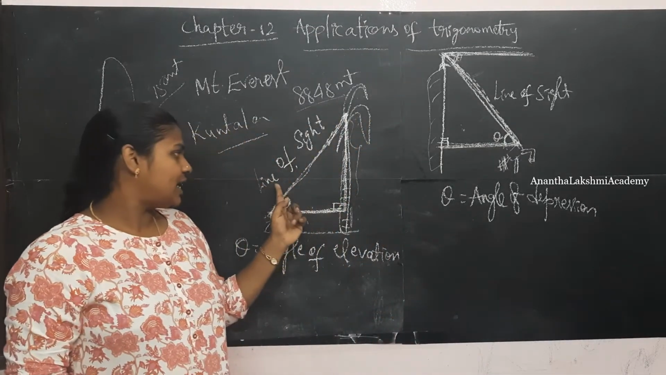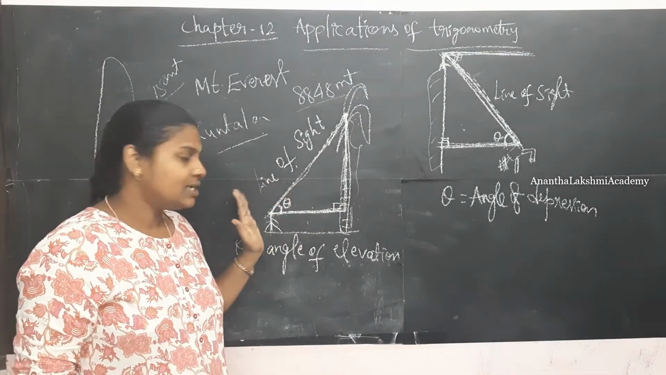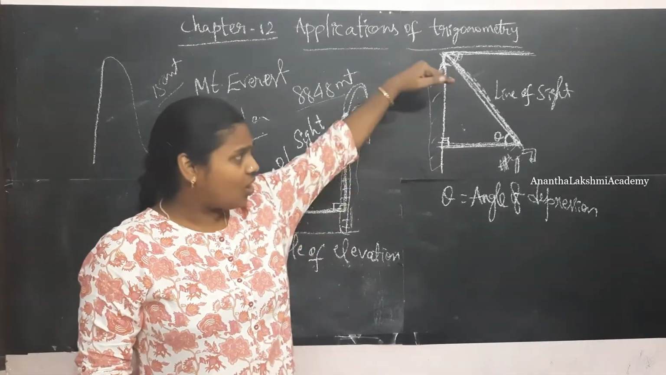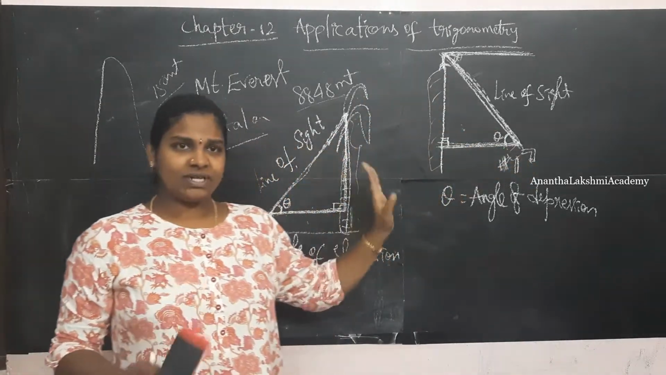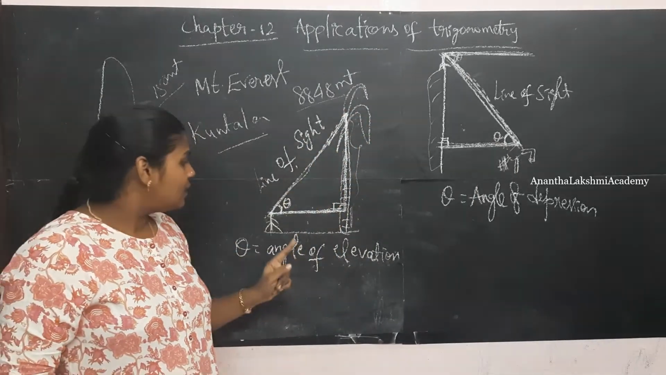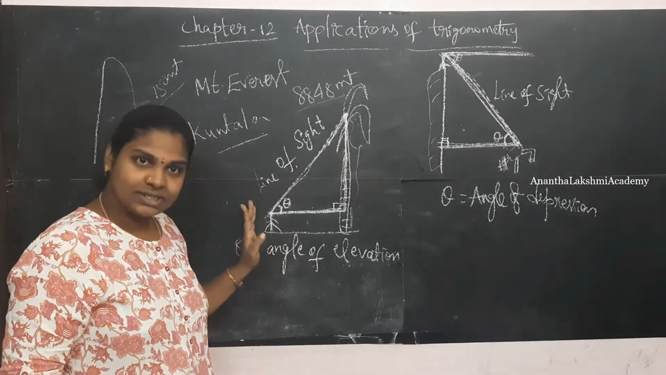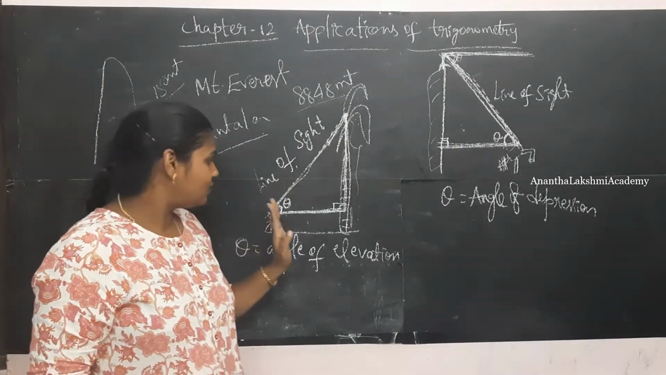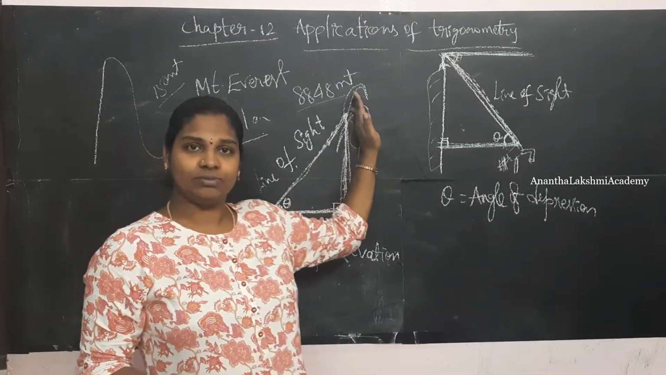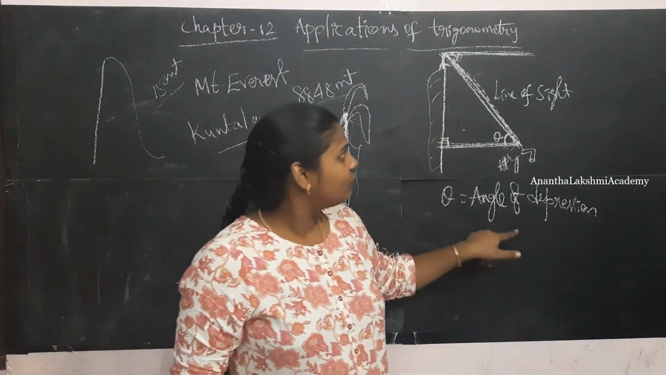What is line of sight? The line through which a person uses to look at the taller objects or the shorter objects. Whatever is the line drawn to look at the objects, that is known as line of sight. What is the angle of elevation? Angle of elevation is nothing but whenever a person or an object looks from a smaller height to a very tall object, then the angle made is angle of elevation. What is angle of depression?